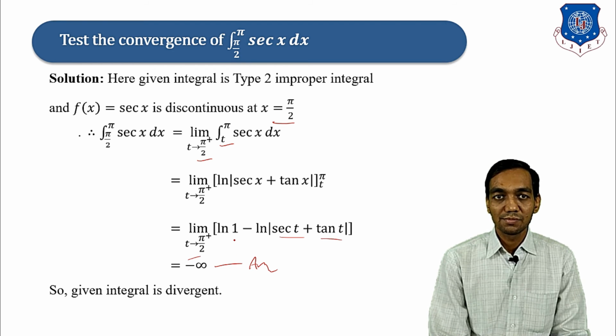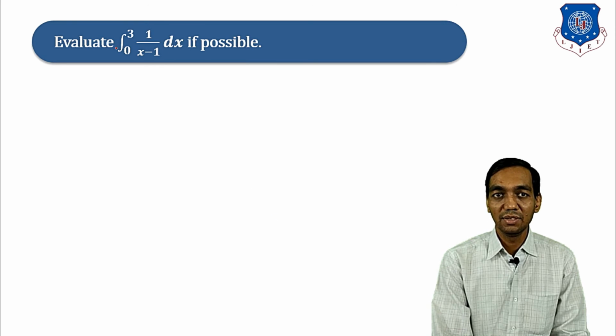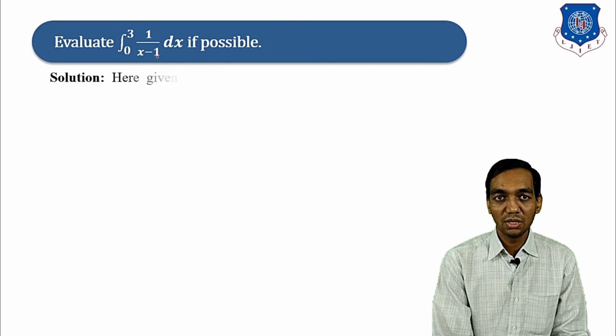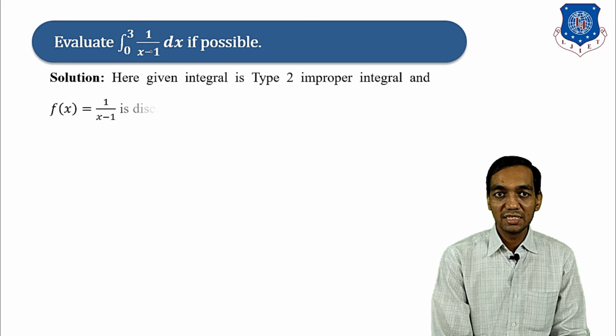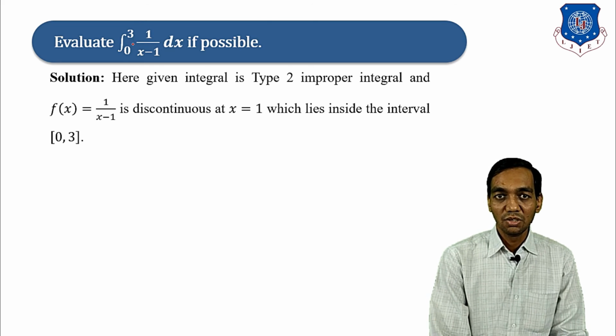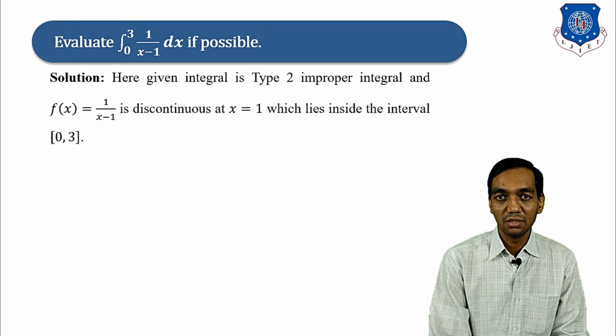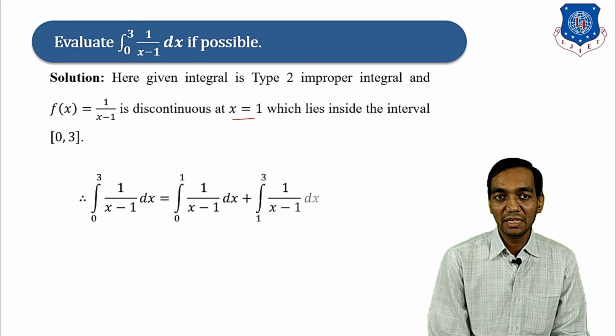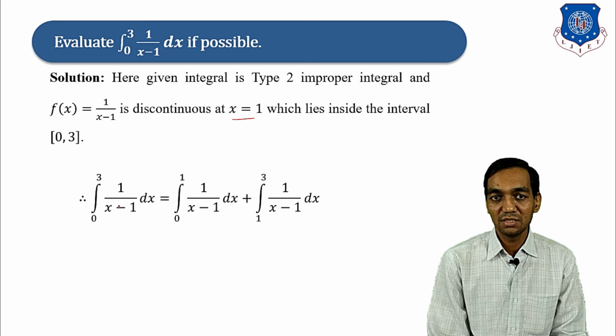Okay. Now we are going with the example: evaluate the integration from 0 to 3 of 1 upon x minus 1 dx, if possible. First of all, this function is not defined at 1, and 1 is in between your interval of integration. So function is not defined at 1. That's why we are going to break this integration at 1. So you have integration 0 to 3 of 1 upon x minus 1 dx, which will be integration 0 to 1 of 1 upon x minus 1 dx, plus integration from 1 to 3 of 1 upon x minus 1 dx.